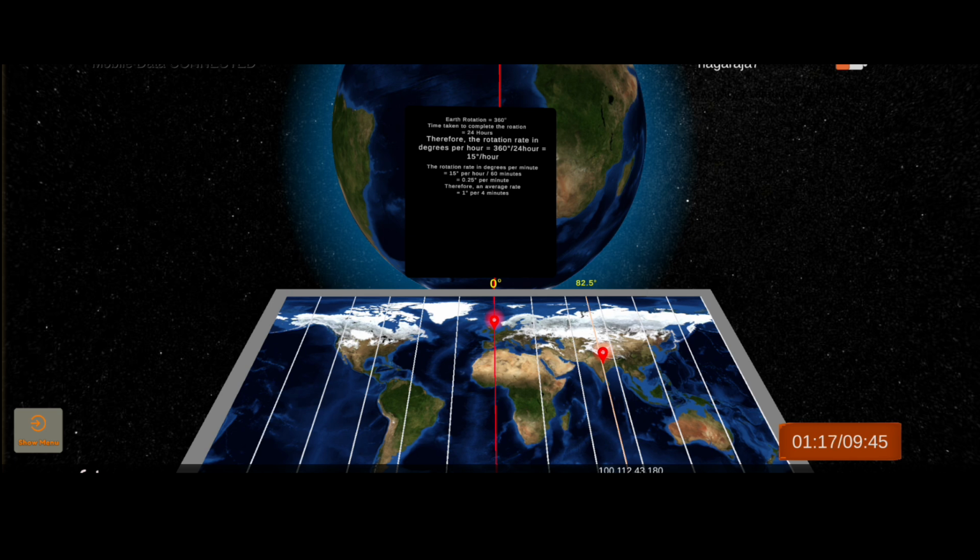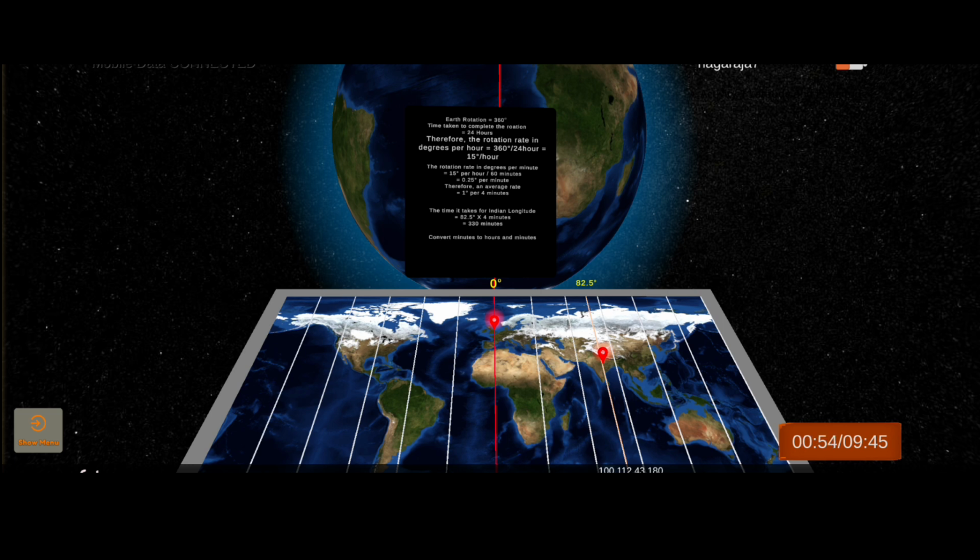15 degrees per hour divided by 60 minutes equals 0.25 degrees per minute. So, we can say that the Earth rotates at an average rate of 1 degree every 4 minutes. Therefore, 82.5 degrees is multiplied by 4 minutes. The answer is 330 minutes.